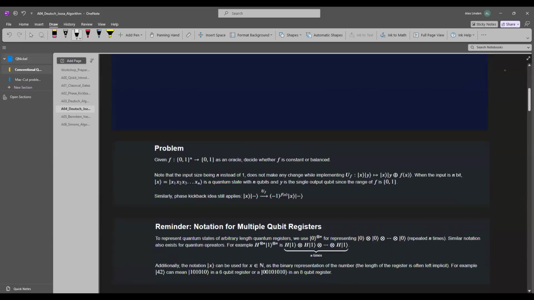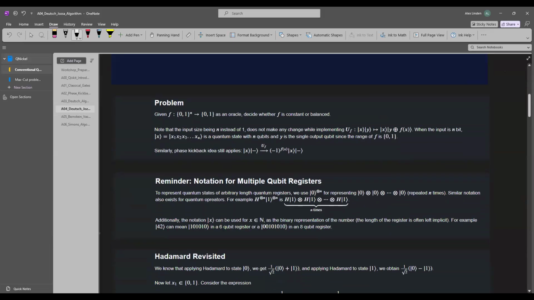All right. What is our problem that we're trying to solve? Well, it's a generalization of the Deutsch problem and the Deutsch algorithm, as you will see. So we're given it as an oracle, and we want to decide whether it's constant or balanced. Now, a lot of things won't change, which we like very much because we wouldn't like to do a lot of work figuring out other solutions.